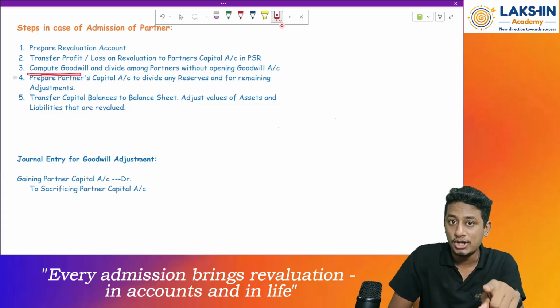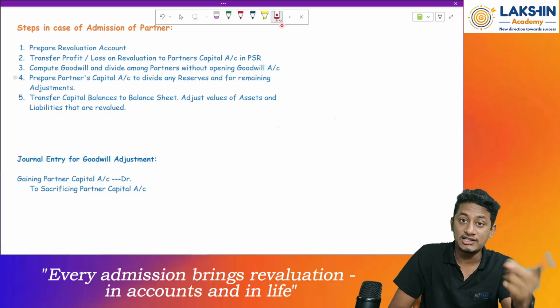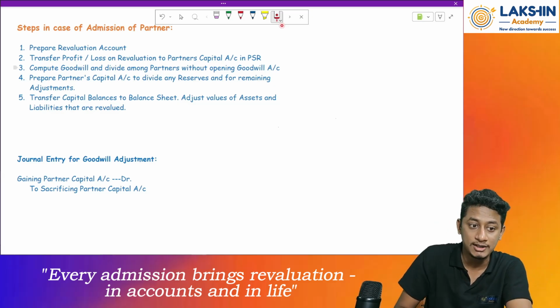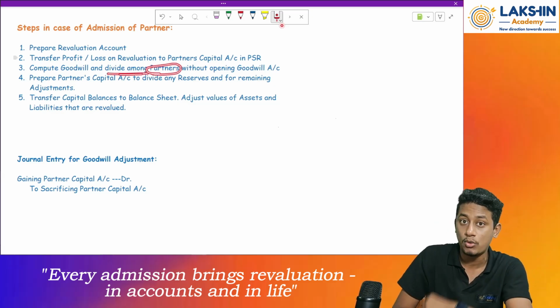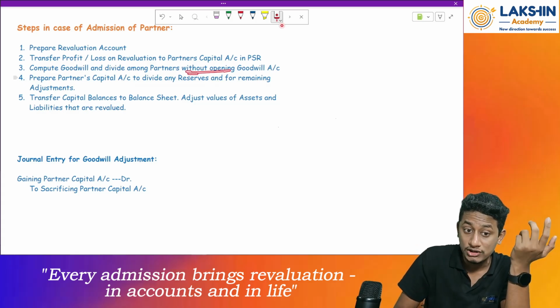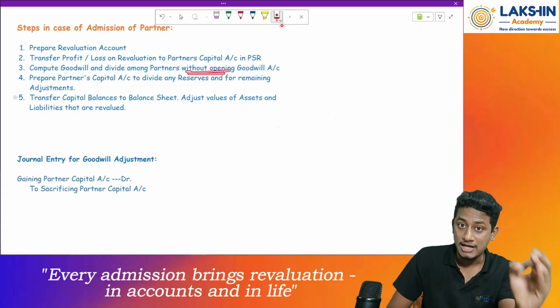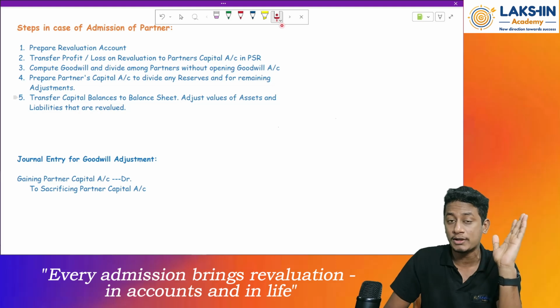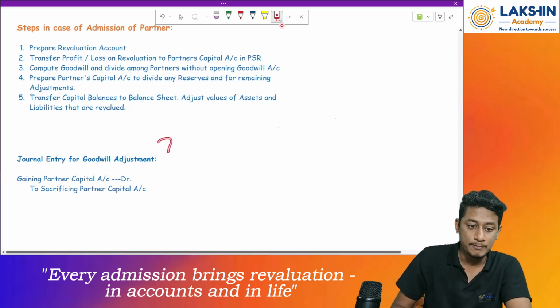the goodwill computation. After the goodwill is computed, after the sacrifice ratio is also computed, then divide it among the partners, old partners and the new partner. That we have to divide. Now sir, how to divide it? And that too without opening a goodwill account. So without passing any entry to the goodwill account, how to do it? We pass this entry.